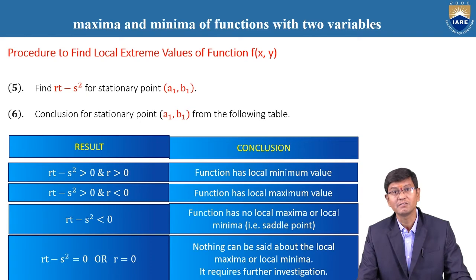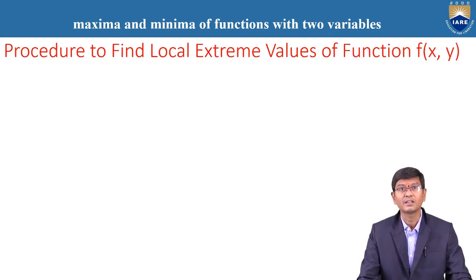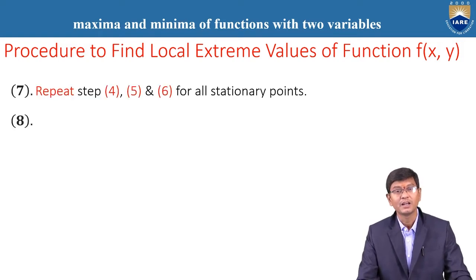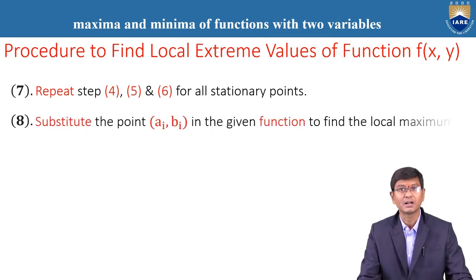The given equation involves three variables. Now we'll discuss one of the problems and how to find the solution based on this. Before going into that, repeat the steps if there are more than two points, that is the 4th step, 5th step and also the 6th step, for all the stationary points.